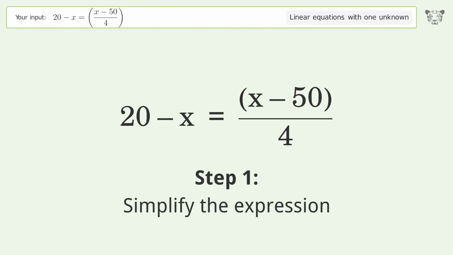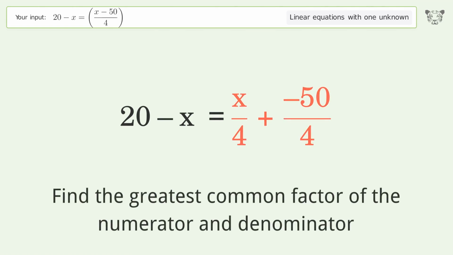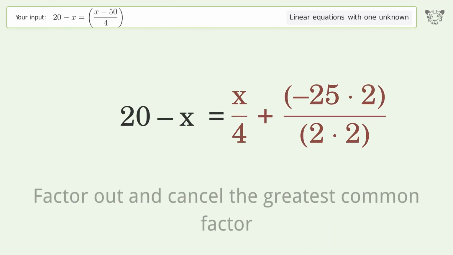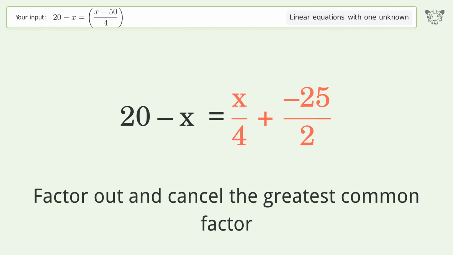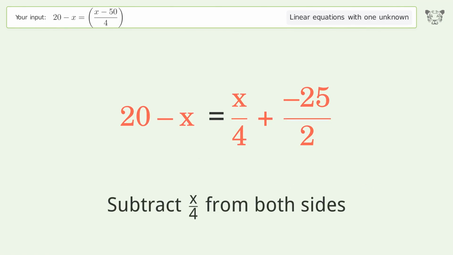Simplify the expression. Break up the fraction. Find the greatest common factor of the numerator and denominator. Factor out and cancel the greatest common factor. Group all x terms on the left side of the equation. Subtract 10/4 from both sides.